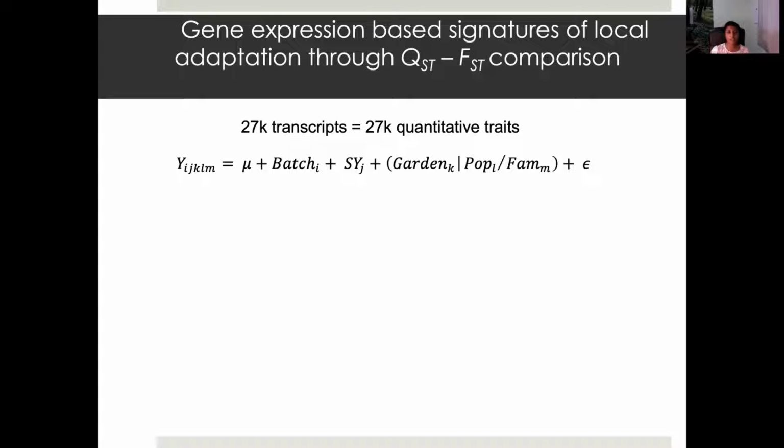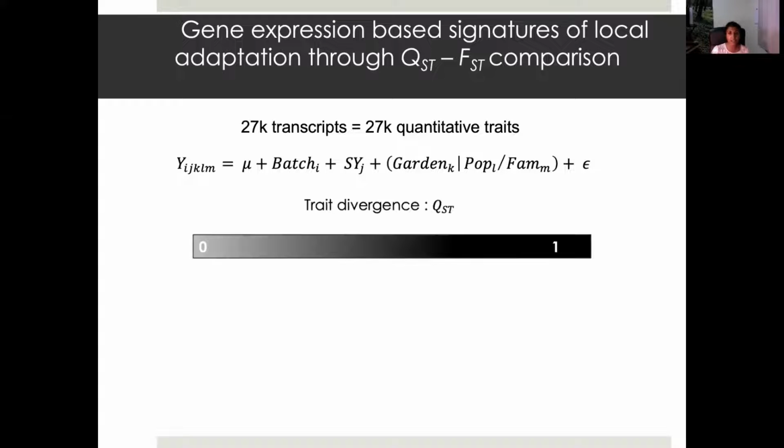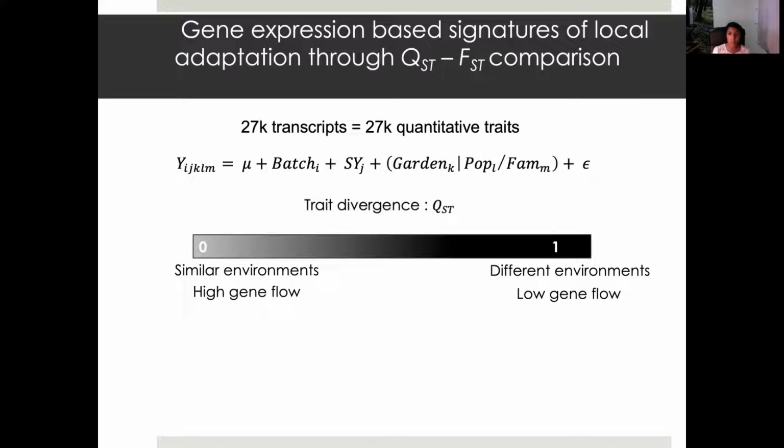For each of these, I fitted a mixed effect linear model, which took into consideration aspects of our design, as well as aspects which were specific to the RNA-seq protocol. Using the variance components obtained from this model for each trait, I estimated the degree of trait divergence, which is QST, and ranges from 0 to 1, with a value close to 1 indicating that the populations experience strong divergent selection. But a value of 1 could also mean that the populations have very restricted gene flow amongst them.